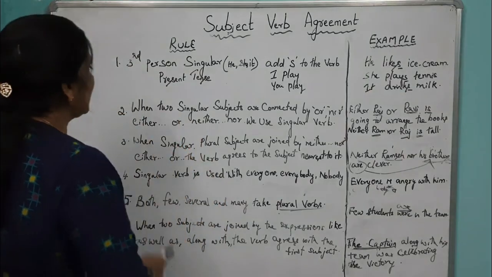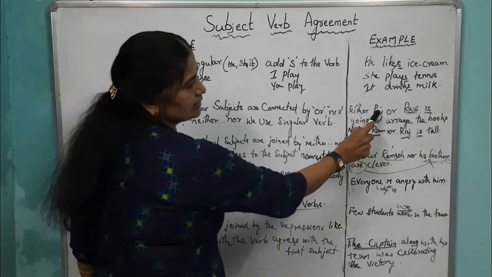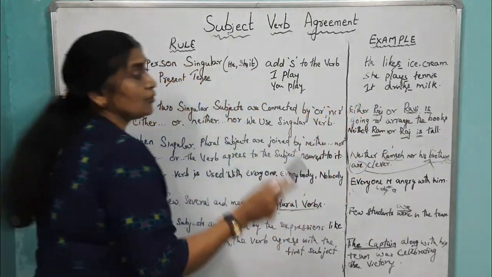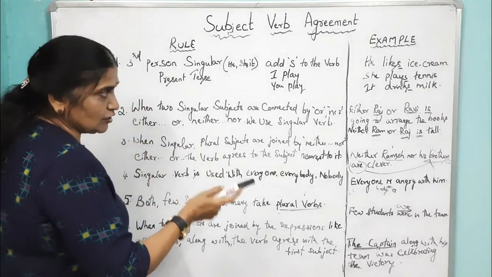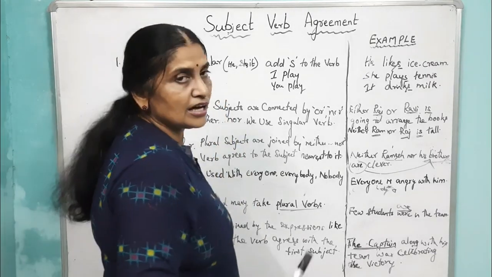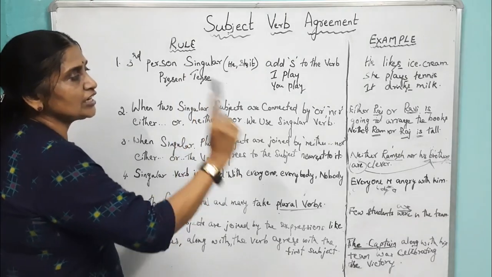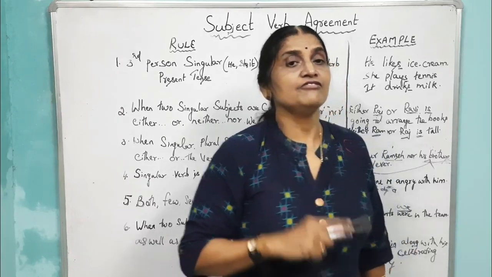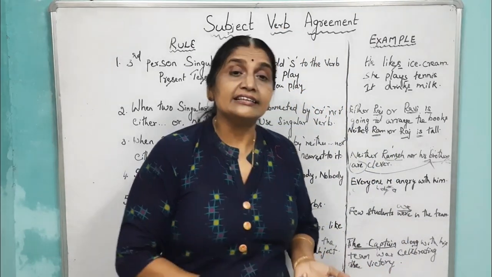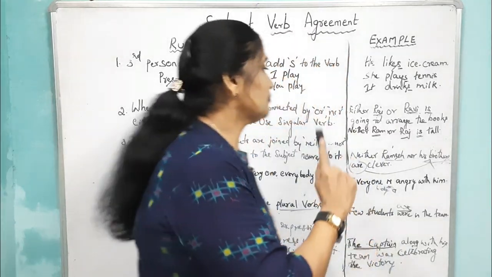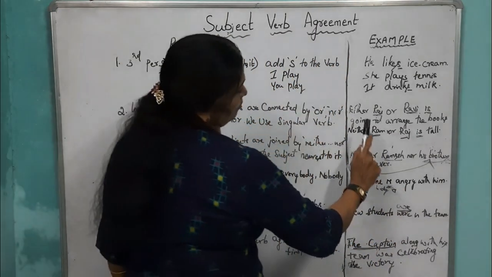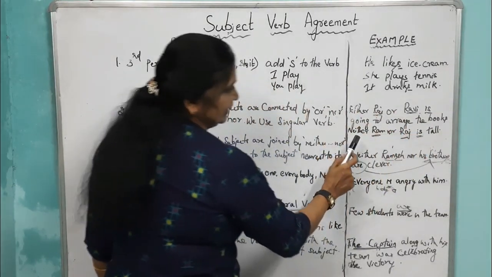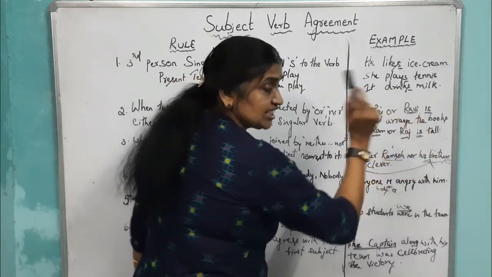Okay. Now the second rule says when two singular subjects, Raj singular, Ravi singular, are joined or connected by neither nor, either or, we use a singular verb. So both subjects should be singular and we are using the words neither nor, either or. Then the verb will be in singular form. So either Raj or Ravi is going to arrange the books. Neither Ram nor Raj is calm.